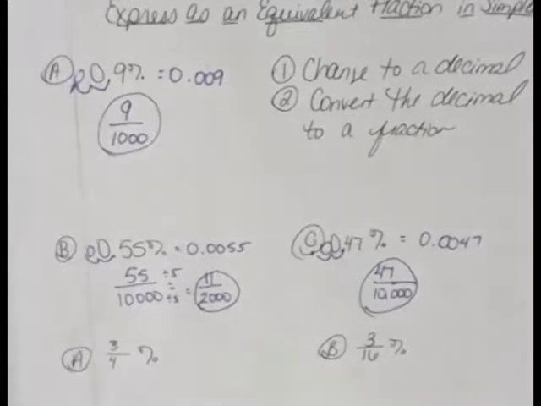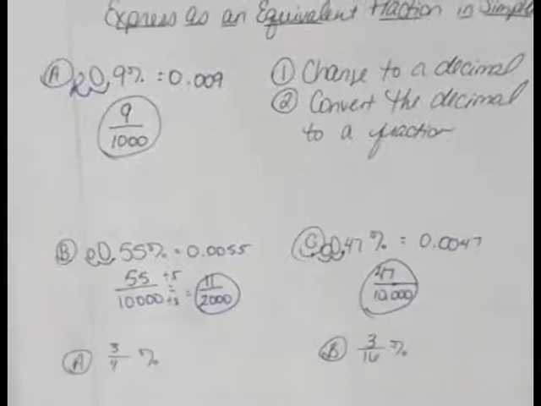Alright, I should have moved it over twice and got 55 10,000ths. And then 55 does end in a 5, so that means it's divisible by 5. So I divided top and bottom by 5, and that gave me 11 over 2,000. So that is our final answer. We cannot simplify that more.